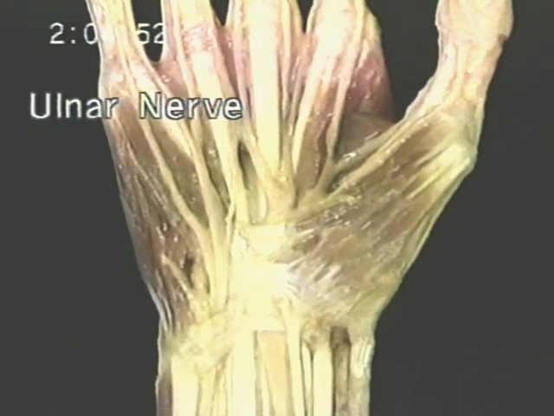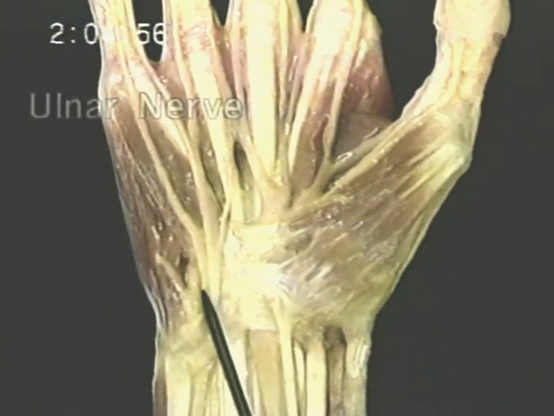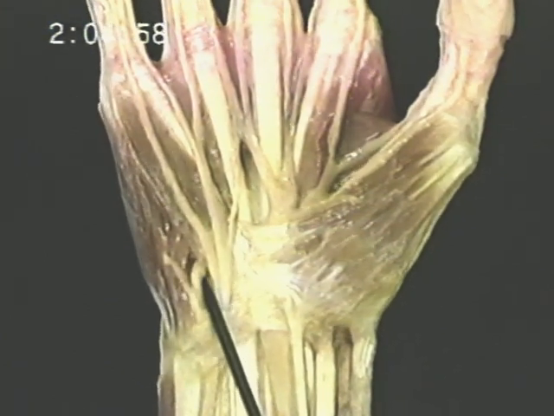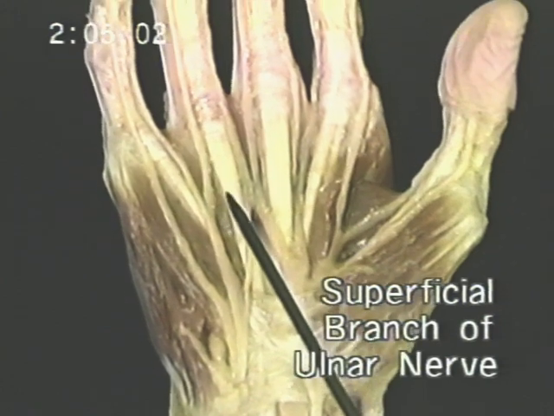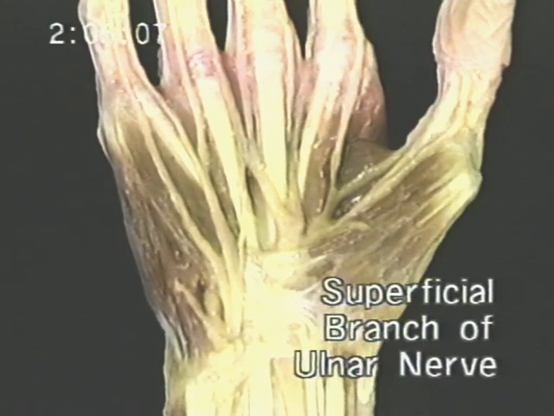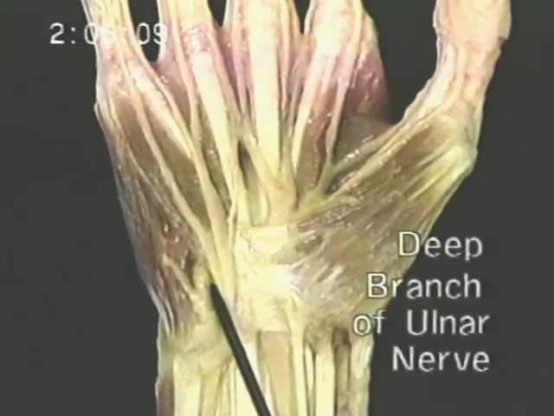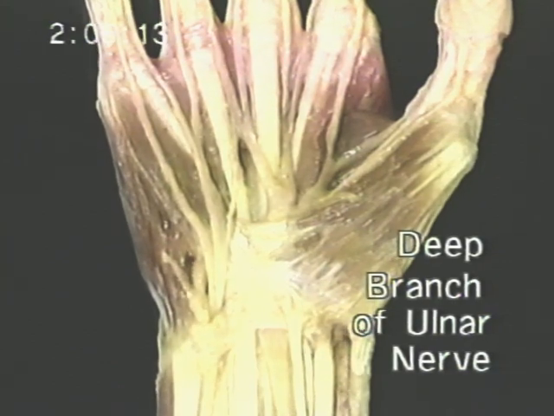As before, the palmar aponeurosis has been removed. The ulnar nerve divides into a superficial branch and a deep branch. The superficial branch divides into palmar digital nerves for the little finger and typically the ulnar side of the ring finger. The deep branch passes between the hypothenar muscles. To follow it, we'll remove the flexor tendons.